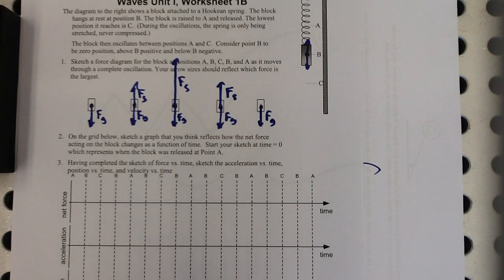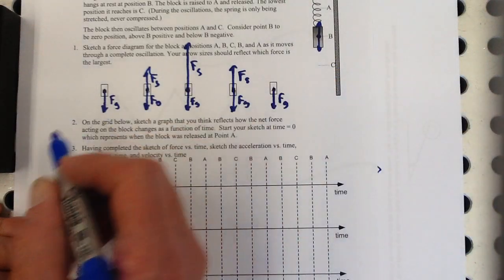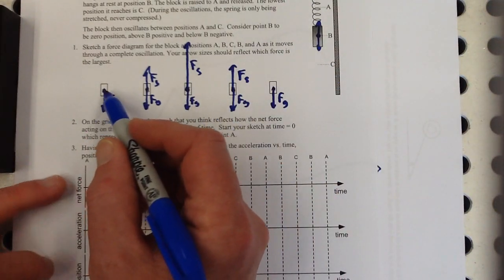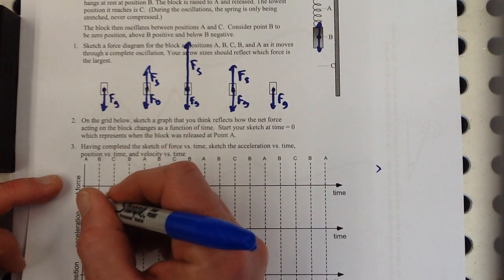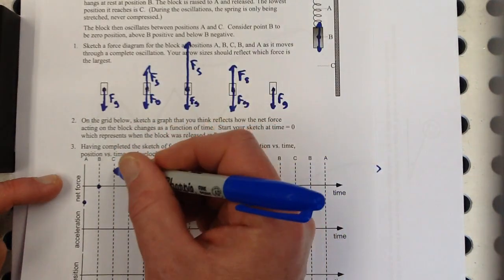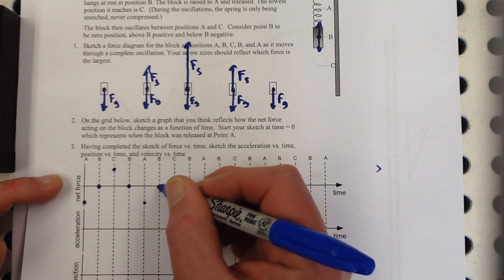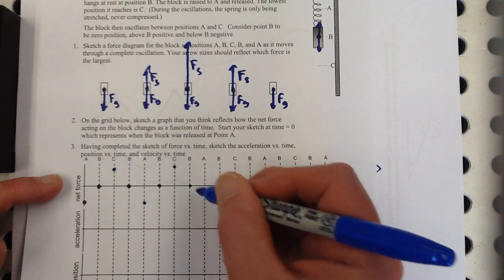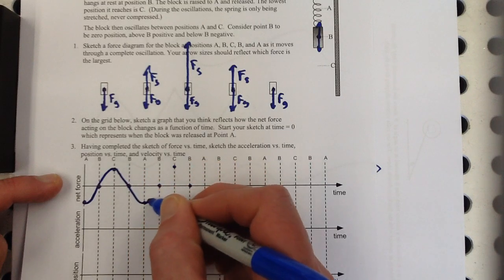On the grid below, sketch the graph that you think reflects the net force acting on the block as a function of time. So similar exercise. We can go ahead and do that one first. At position A, the net force is going to be down, so negative. And then at position B, forces are balanced. And at position C, the spring force is going to be winning in the up direction. Like that.